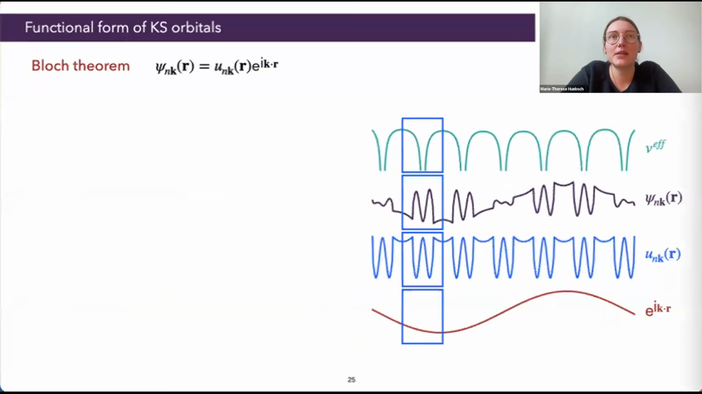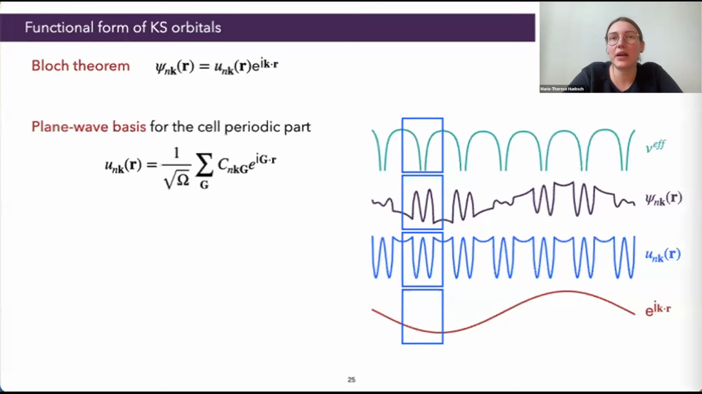Recall that the periodic boundary conditions lead to Kohn-Sham orbitals with the form of a plane wave modulated by a cell periodic function u. Now, let us write u in terms of plane waves as well. So there's another reciprocal vector G that describes the Fourier components of u. Mind that G does not describe a phase factor across neighboring cells like K. Instead, it describes plane waves that live inside this blue box here.